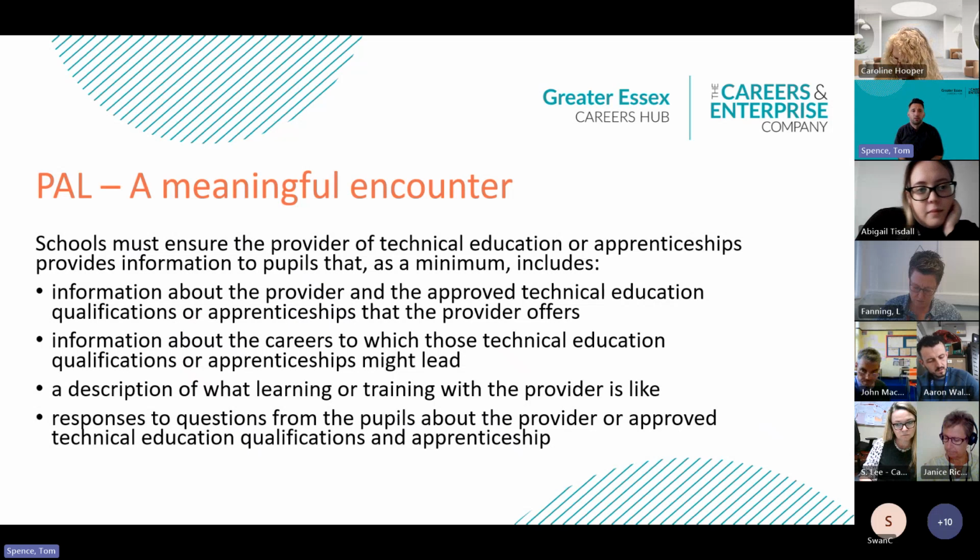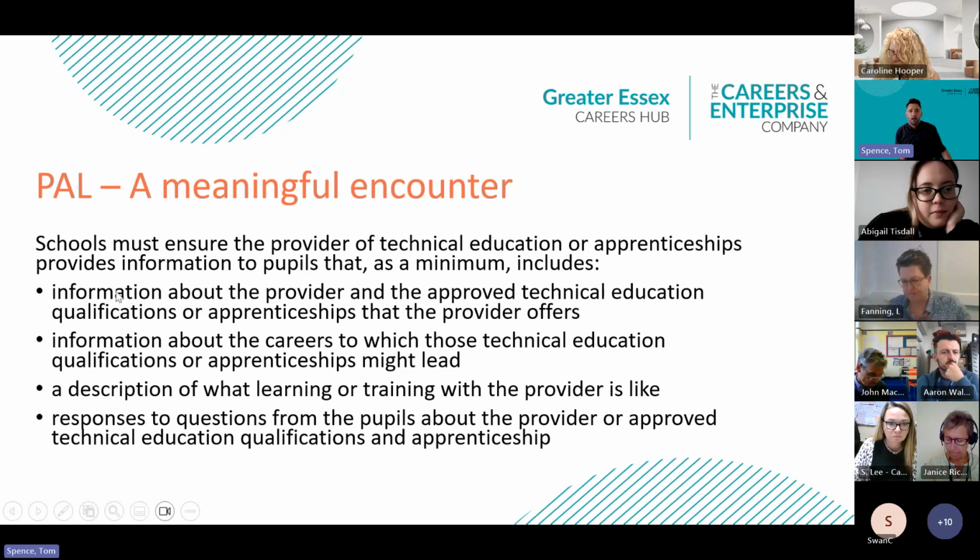So again, what do we mean by a meaningful encounter? There's just a few things to ensure that any provider, whether you're a provider or the provider you're getting into the school, is aware of to meet PAL. And that could be providing this information to the provider, or getting some students to have maybe a worksheet so they have to ask some questions about these subcategories. So let's just briefly go through them. Information about the provider, so the company, what do they do, how big are they, how many employees do they have, how many apprentices do they take on each year, that sort of thing. Information about the careers beyond the apprenticeship, should they wish to do that, or technical qualification.